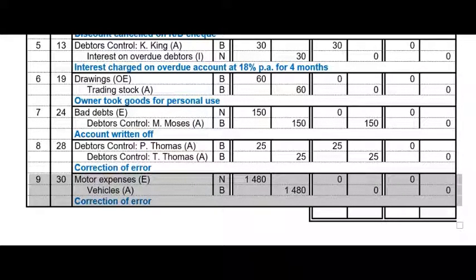And right at the end, remember to total your debtors and creditors control columns.